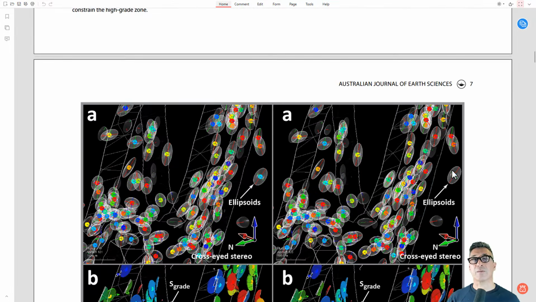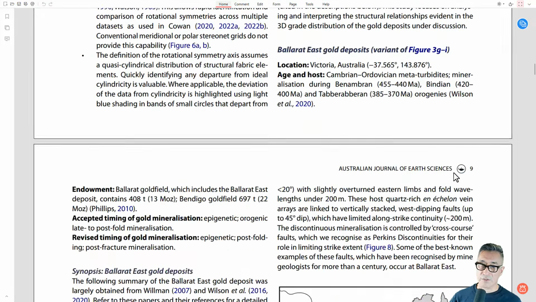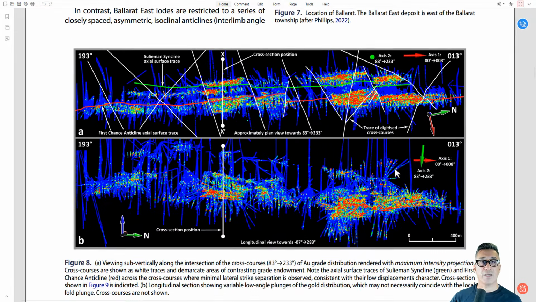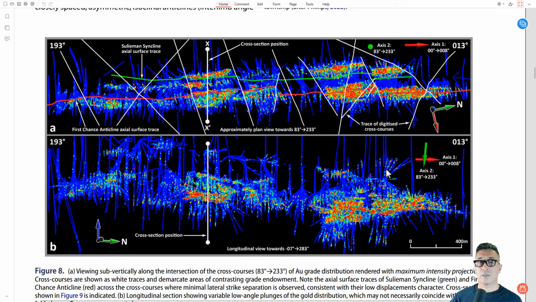So the best examples of these Perkins discontinuities are found in Ballarat East. So there's Ballarat, there's Victoria over here, and this is a long section of the deposit, and this is looking down. And these white lines are the traces of these what's called cross courses that go right across the train of folds. So these are fold axes in green and red. So this is a particular fold axis that you can follow all the way along.